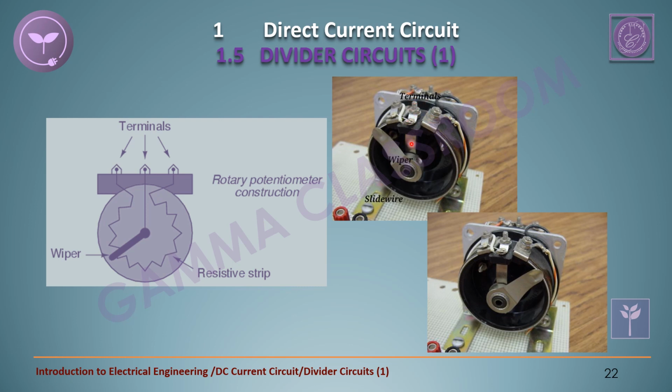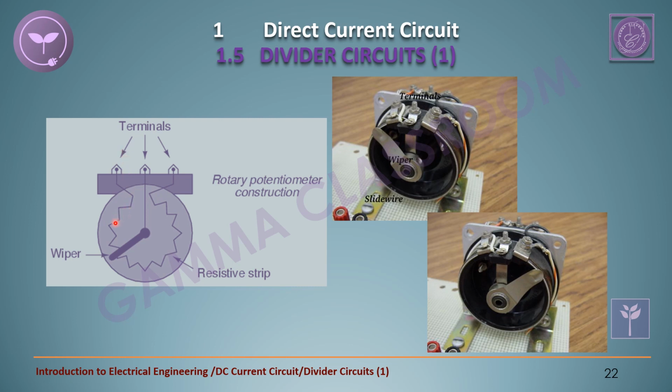Terminal 3 is connected to the wiper, and the wiper can move this way to here, or that way to here. When the wiper moves this way, this part of the resistor becomes smaller and this part becomes bigger. So when you connect these two points, the voltage will increase. When the wiper goes to this side, these two points' voltage will increase, and these two points then will go smaller.